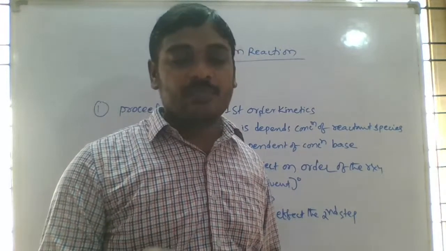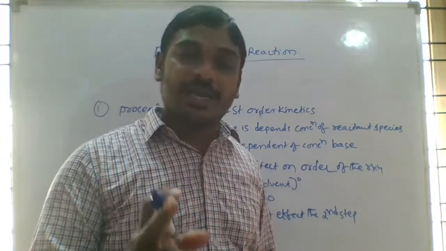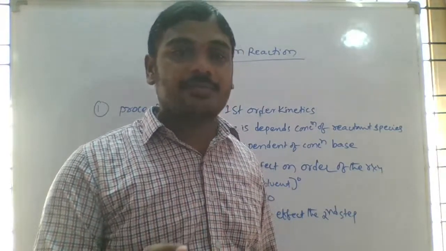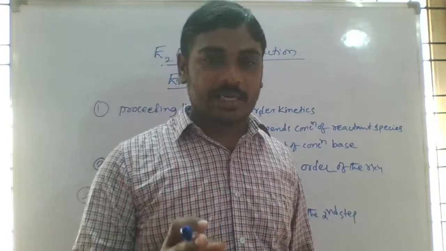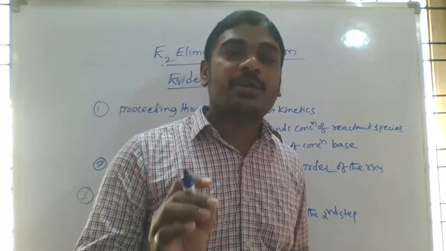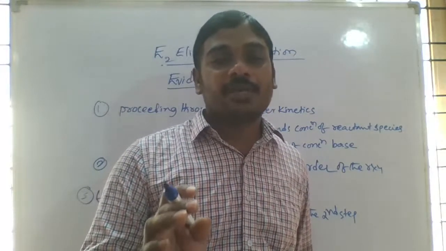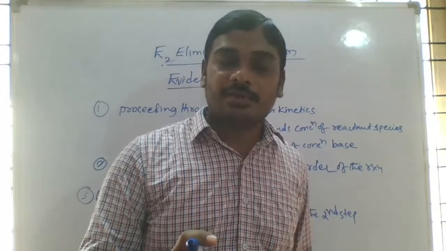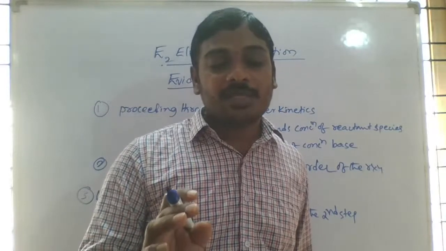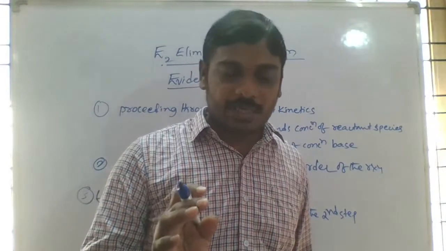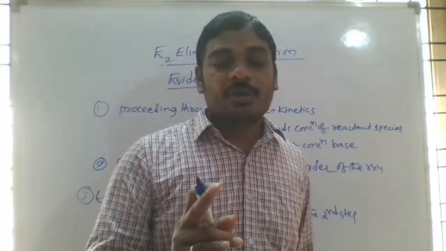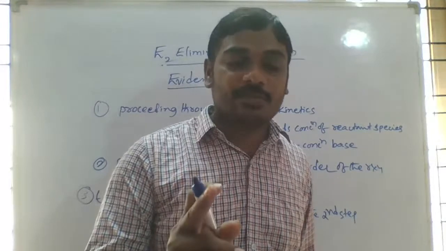When the beta hydrogen with respect to the leaving group is replaced by deuterium, a kinetic isotopic effect is observed. Yes, in the E2 elimination reaction, with respect to the leaving group, the beta hydrogen is replaced by deuterium, and the kinetic isotopic effect is observed. This indicates that the removal of the beta hydrogen takes place in the rate determining step. And the E2 elimination reaction is a stereospecific reaction.